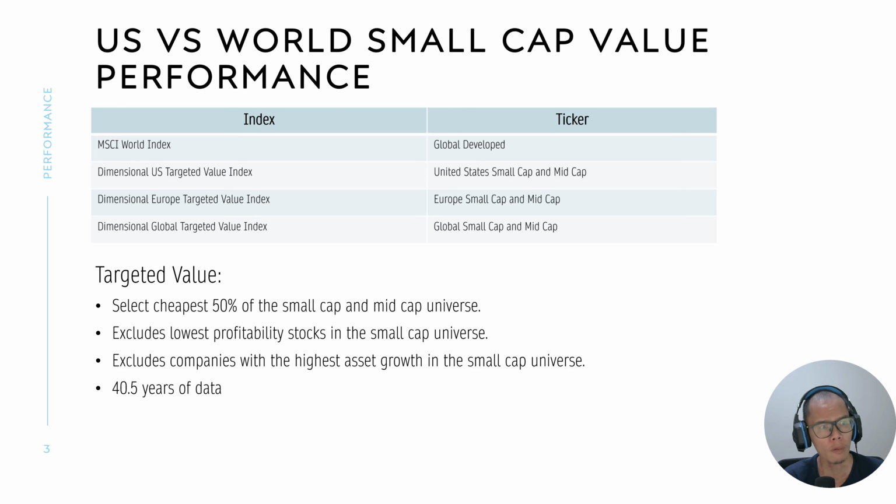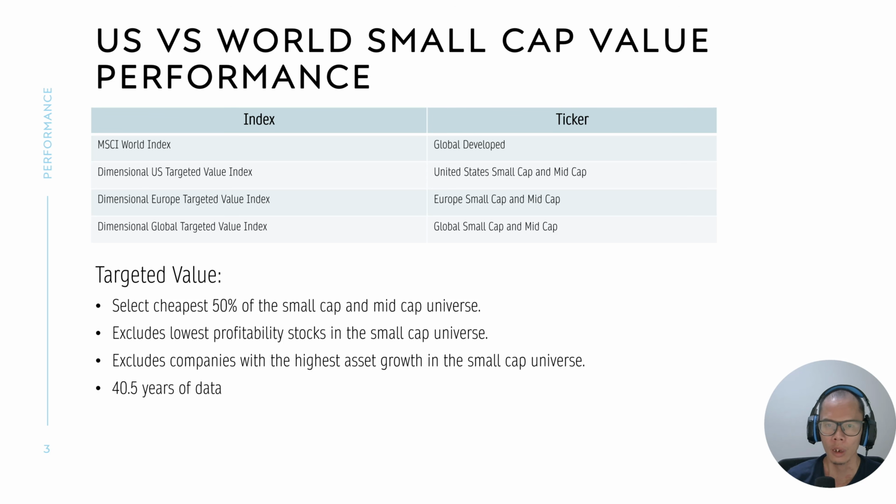This is because the empirical research shows that if you include these low profitability stocks, they tend to be the weaker companies. But if you exclude them individually, the lowest profitability and those with the highest asset growth, performance tends to be better. And so they feel confident enough to actually put it into their system itself.